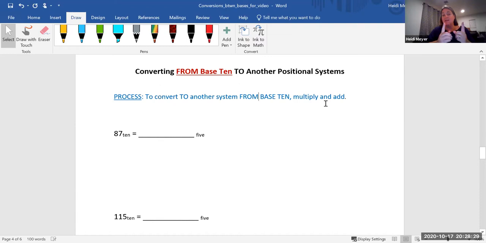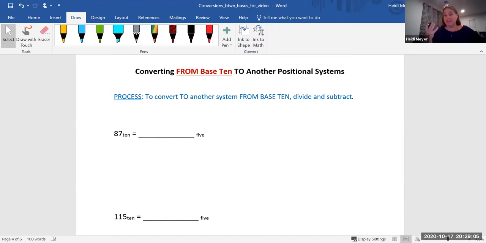the opposite. So going to another system from base 10, instead of doing multiply and add, we do exactly the opposite of that because this is reverse. We divide and subtract. I made the video going in the opposite direction earlier, which is why I had the copy and paste error. But this is actually a good comparison. You're going in the reverse order. So instead of multiply and add, you're going to divide and subtract because you're doing exactly the opposite.